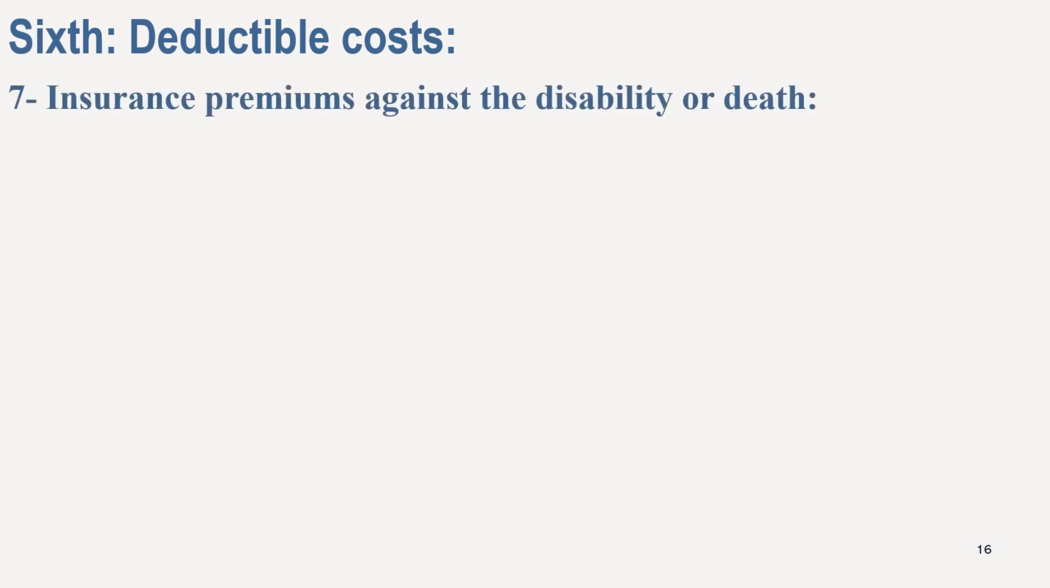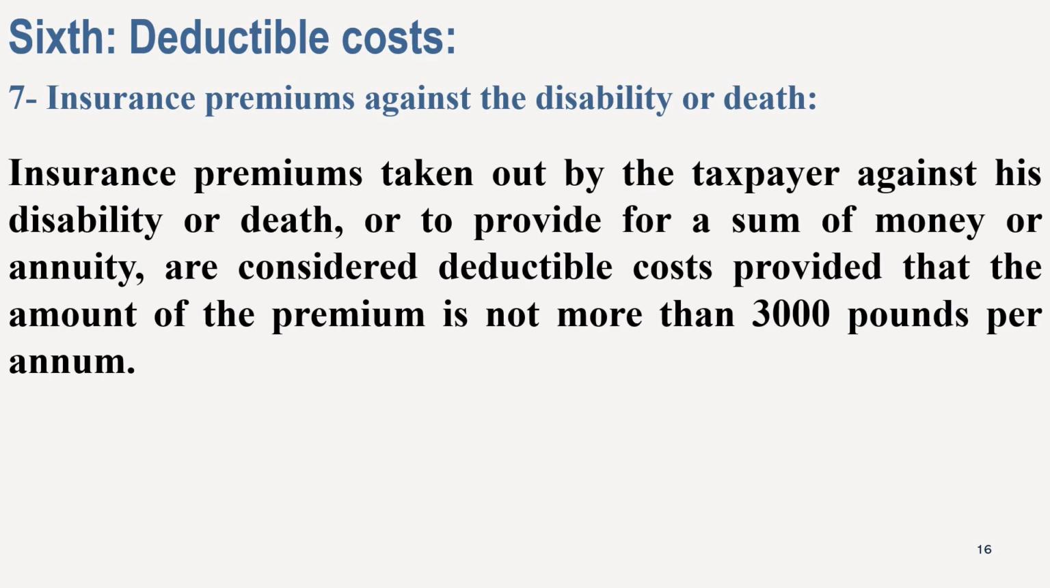Number 7, insurance premiums against disability or death. Insurance premiums taken out by the taxpayer against his disability or death, or to provide for a sum of money or annuity are considered deductible costs provided that the amount of the premium is not more than £3,000 per annum.